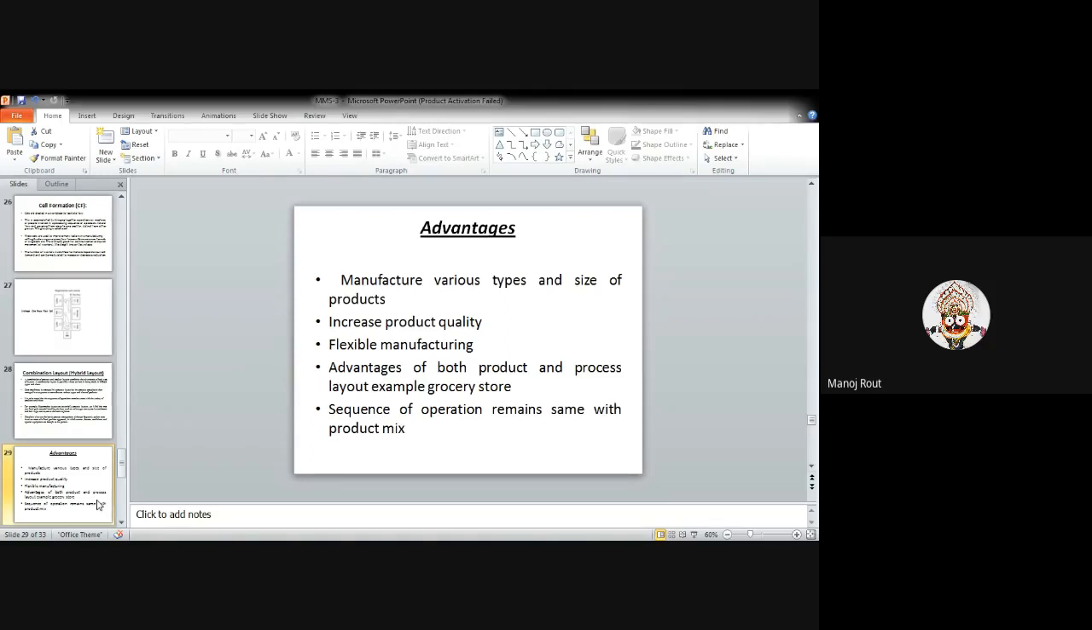So whenever you bring dissimilar products, or products of dissimilar size, shape or specification, the sequence of operation remains the same. This is the greater advantage of this hybrid or combination layout. So going to the next one.